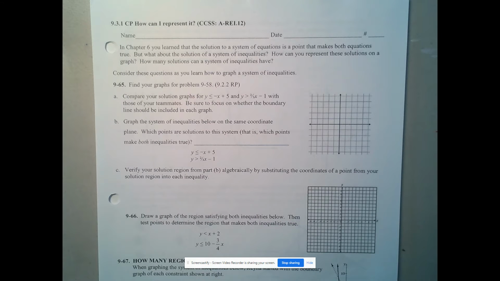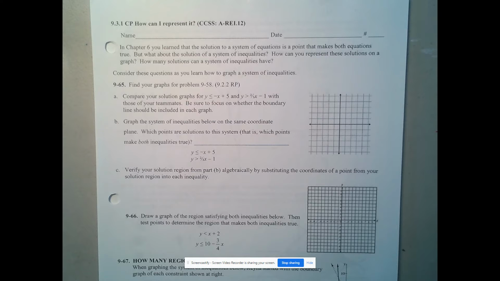So we are starting 9.3.1. There are 3 sections left in Unit 9, and we are going to do a quick flashback. In Chapter 6, you learned that the solution to a system of equations is a point, and it's the point that makes both equations true. So it's the place where 2 lines cross, and that point of intersection is the solution to a system of equations. Well, now we're going to look at systems of inequalities.